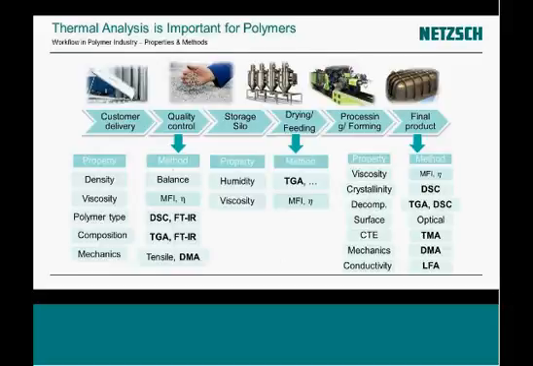Okay, so at Natch America, we focus on thermal analysis and thermophysical analysis, and as we all know, thermal analysis is super important for polymers. Here I show you a brief workflow in the polymer industry. It depends on what kind of properties you're going to explore. We can provide different methods for the job, such as through customer delivery, quality control, storage, drying, feeding, the process, and the final product.